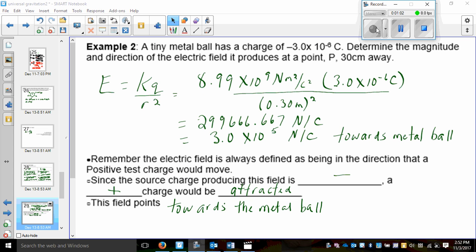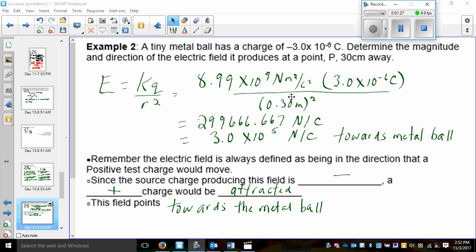Our next example: a tiny metal bar, which has a charge of -3 times 10 to the -6 coulombs. Determine the magnitude and direction of the electric field it produces at a point P 30 centimeters away. Okay, so E equals kq over r squared. We're going to put Coulomb's constant in. We're going to have our charge right here, and we're going to have our distance.